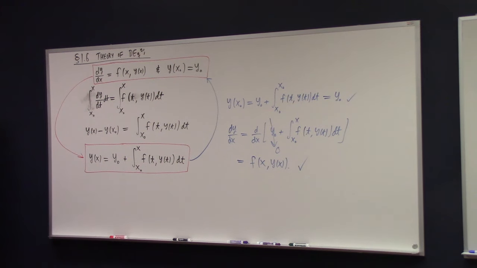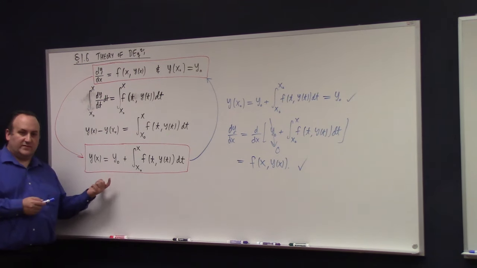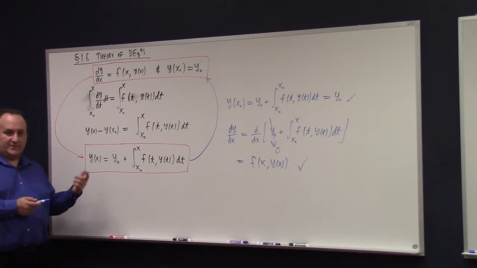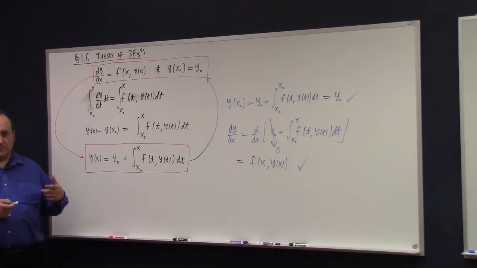What I'm showing you is that the given initial value problem and this integral equation are equivalent. They have the same solution set. If I have a solution to one, I've got a solution to the other, and vice versa. Do you guys agree?